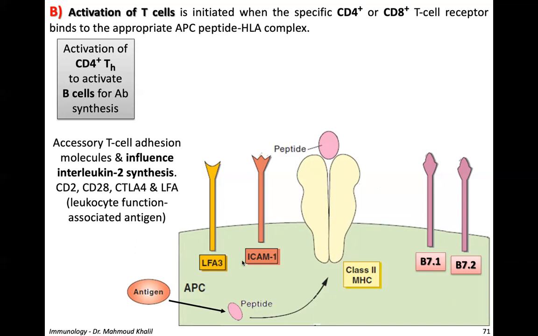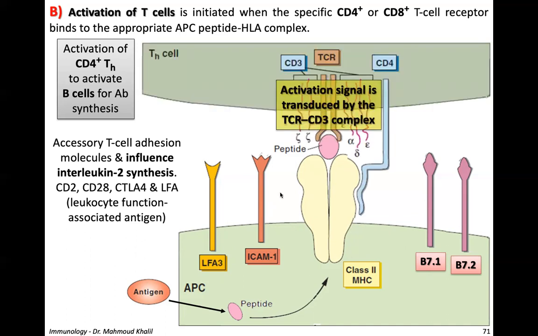So initially, the T helper cell will recognize the complex between the peptide and the class 2 MHC. And you can see here the start of the binding of the T cell receptor from the membrane of the T helper cell with the peptide on the class 2. This is aided by a group of proteins called CD3, and the famous protein which recognizes this kind of cell, the T helper cell, is CD4.